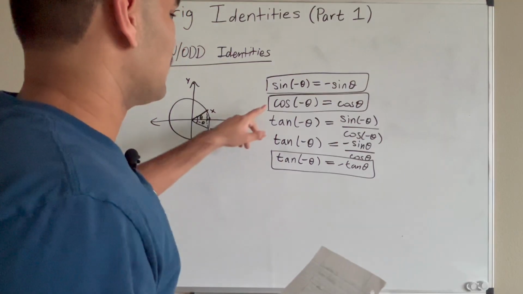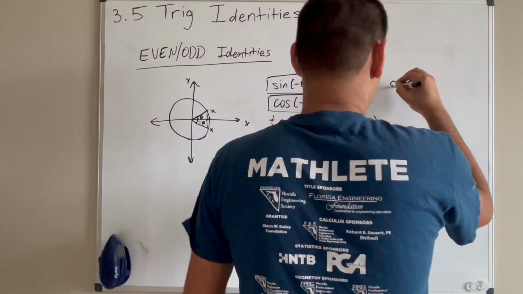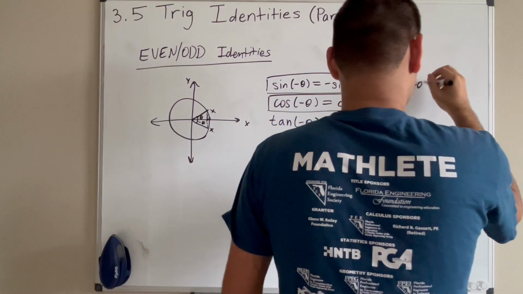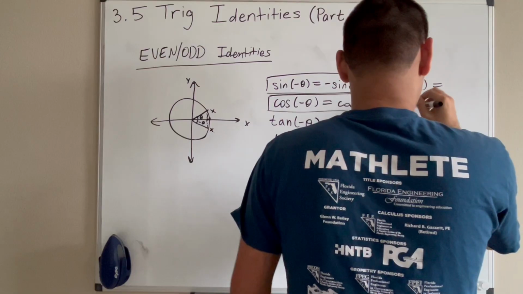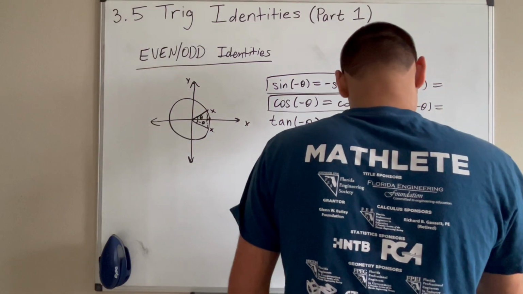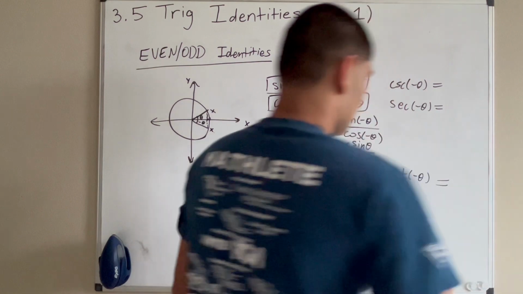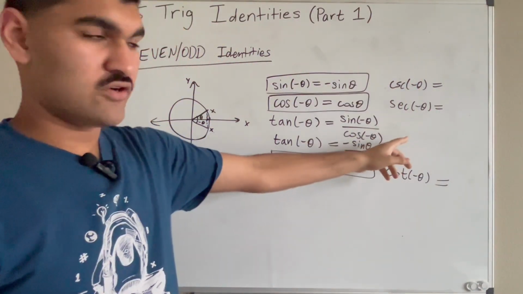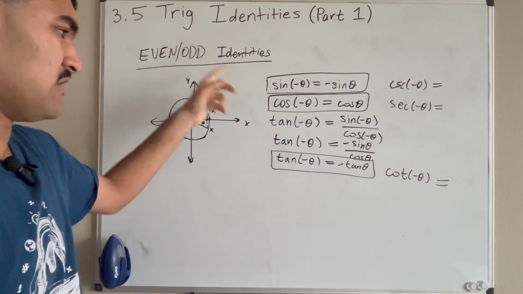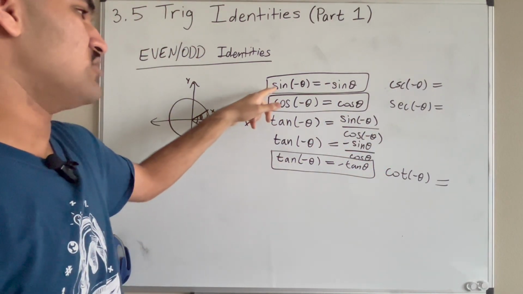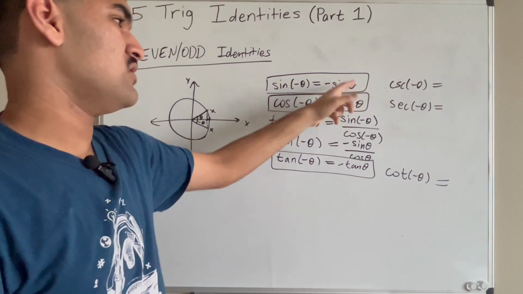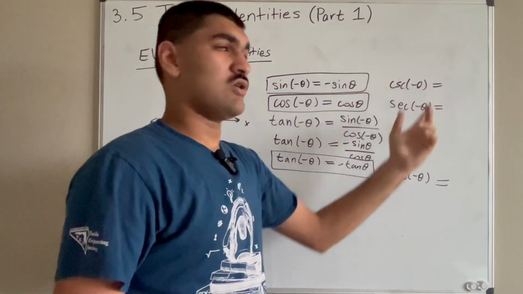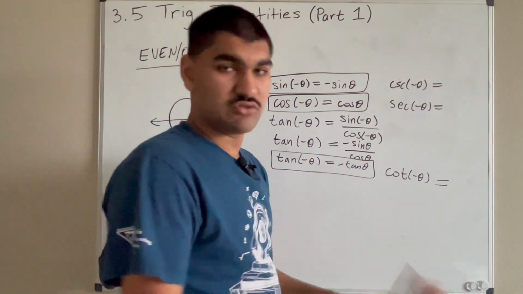Okay, and then to get the ones for cosecant, secant, and then cotangent, just know that the reciprocal trig functions have the same parity, same even or odd, as the parent function. For example, sine of negative theta equals negative sine theta. The reciprocal of sine is cosecant, so cosecant follows the same rule. That means cosecant of negative theta is equal to negative cosecant theta.